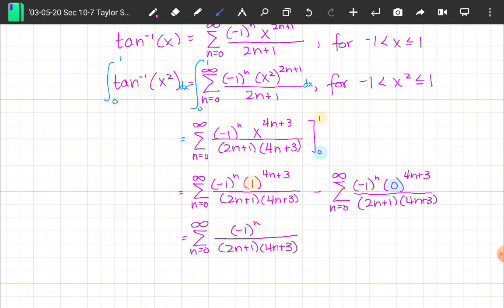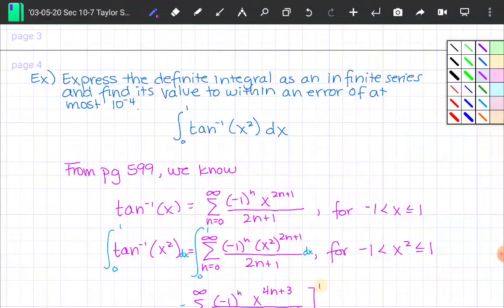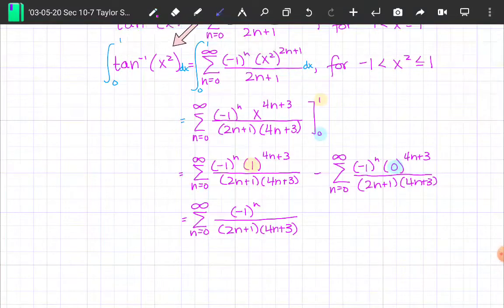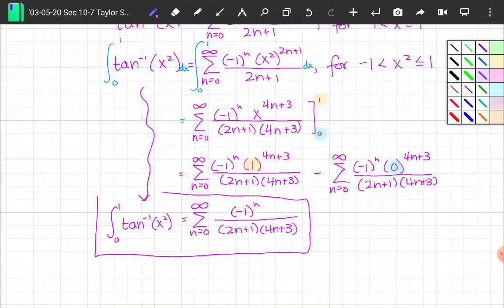We don't need it. So there it is. The first part of our problem is answered. The first part was to express the definite integral as an infinite series, and we did. The definite integral from 0 to 1 of tan inverse x squared is this series. So that's the first part. Pretty straightforward. Now let's talk about error.